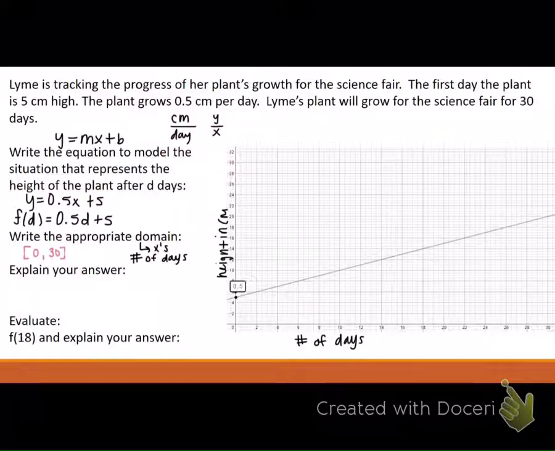Okay, so what does that mean? Tell me what that means for Lime. Remember, it's an X value to another X value. What does this mean for Lime in context? Riley? From day 0, like the time between day 0 to day 30.